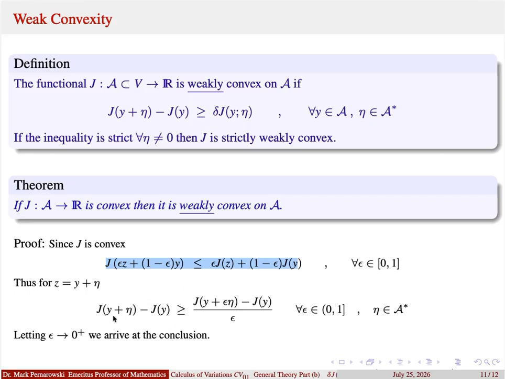So where does this expression, for example, come from? It comes from that term there, where z is y plus eta. And then I'm going to divide by epsilon. That's where the epsilon on the bottom comes from. So I get this expression being true. Well, this expression in the limit as epsilon goes to 0 is precisely what you mean by the first variation. So this quantity has got to be bigger than the first variation if J is convex. So if it's convex, it's weakly convex, and you get that expression.